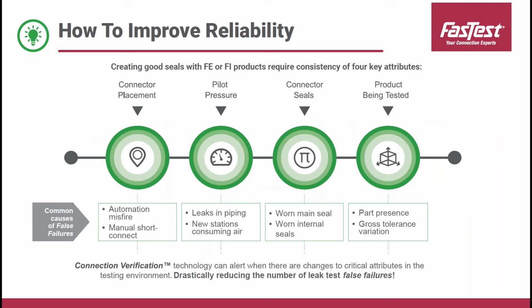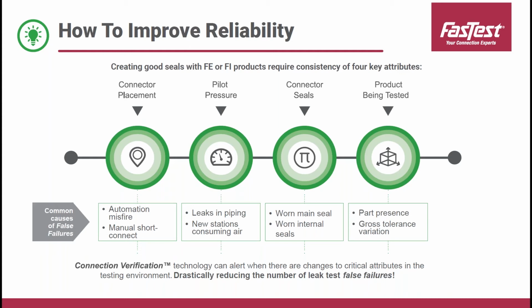So for an FE or FI product, it's a pneumatic device, and to get a consistent seal on it every time, you need 4 key attributes to be consistent themselves. The connector needs to be placed in the same spot every time. The pilot pressure that's applied to it provides the consistent sealing force, and that needs to be in the same area. And the connector seals.